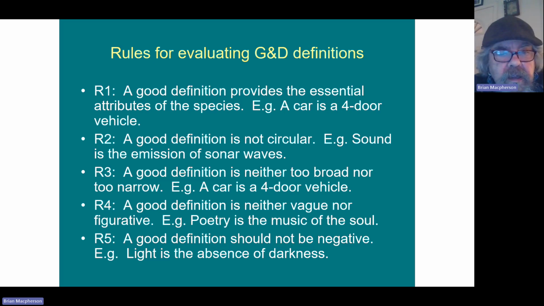And the last important rule for evaluating definitions by genus and difference is that a good genus and difference definition should not be negative. Now, by negative, I don't mean emotionally negative. By negative, I just mean the word not. So if you ask me, well, what is light? And I say, well, light is the absence of darkness. That doesn't tell you anything, right? Okay, so light is not darkness. Okay, we know that, but that doesn't tell me what light is. So a good genus and difference definition should never be negative. And so these 5 criteria together give you excellent ways of evaluating definitions by genus and difference.